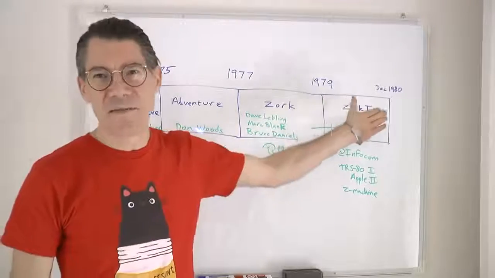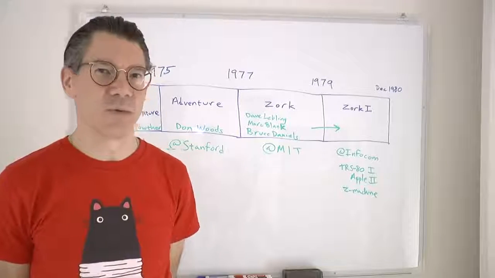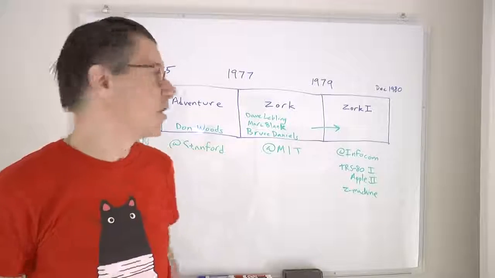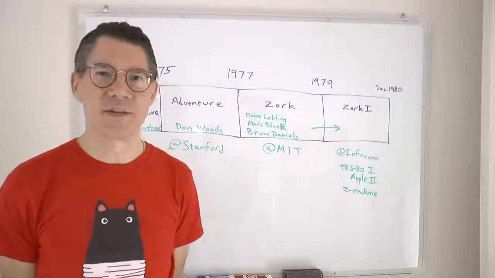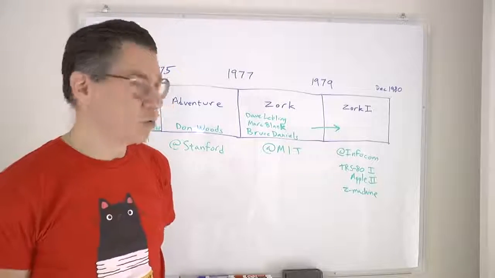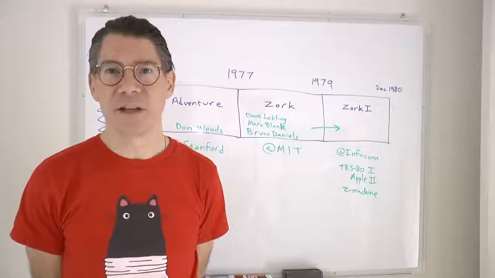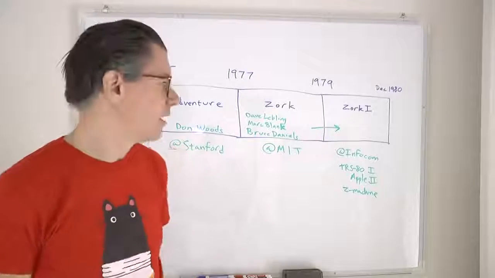So from 1979 through the end of 1980, they worked on Zork 1, which was essentially the first third of the original Zork. And of course, they had to write the software for the personal computers of the day, which barely had 64 kilobytes of RAM. Some even only had 48 kilobytes.